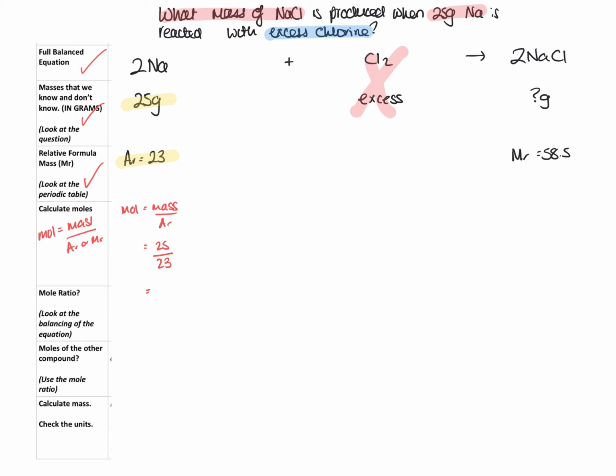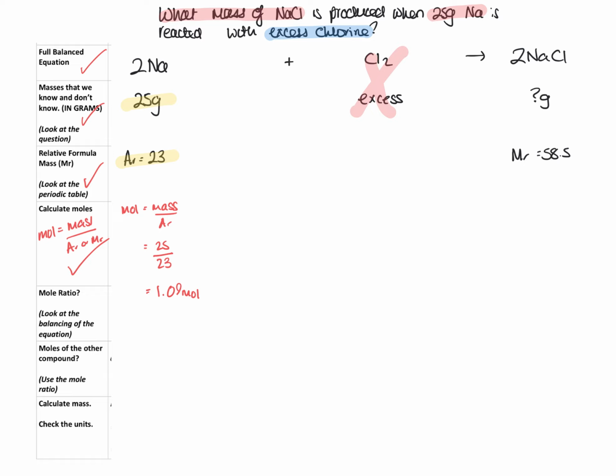So my calculator gives me 1.086956 and on and on and on. So it's actually 1.09 if we want to round that to two decimal places. Okay, and just to remind us what that number means, it is moles of sodium because we're writing it underneath the Na. Okay, so we've done moles, so we can tick that one off. We've calculated it for the one that we can. We can't calculate it for sodium chloride because we don't have enough information.